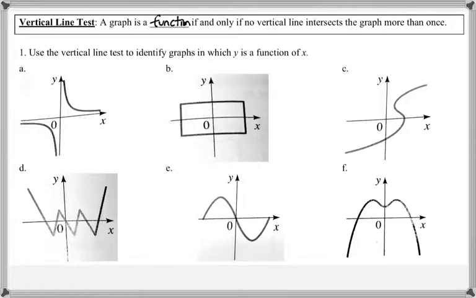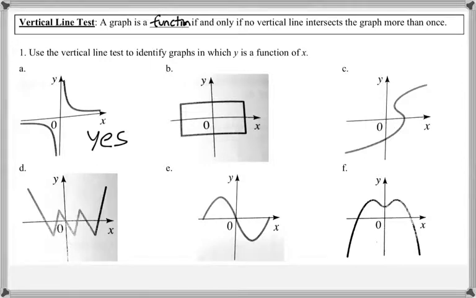So with the first one, if you can find a vertical line that intersects this more than once, then it's not a function. Well, the only thing that comes close is basically right here, and it does not hit the function there. So yes, this is a function.